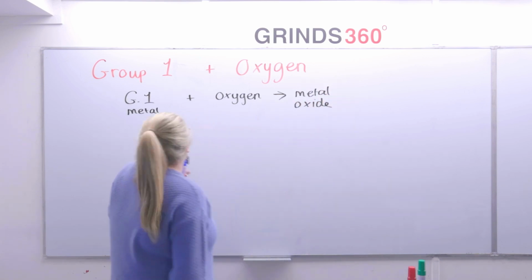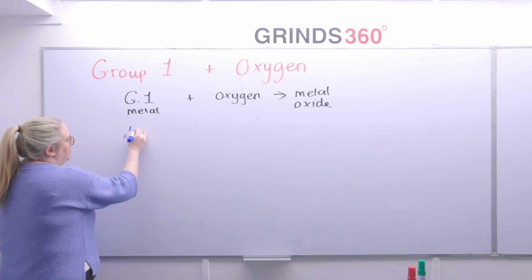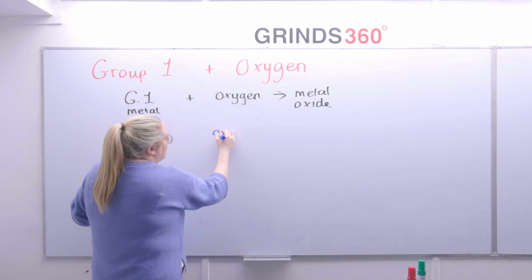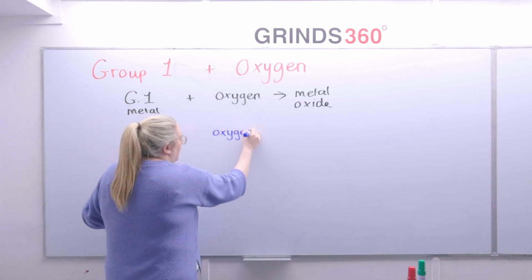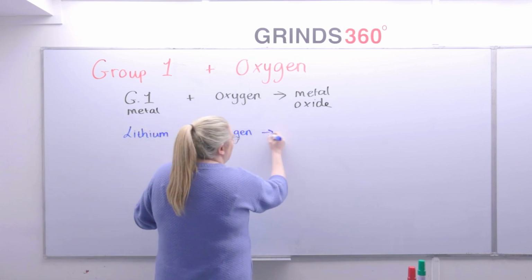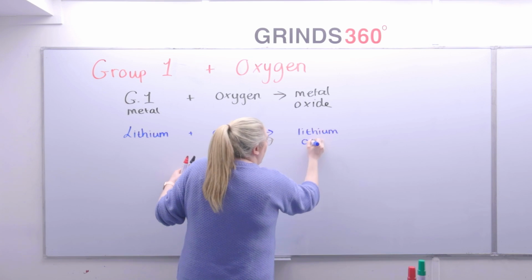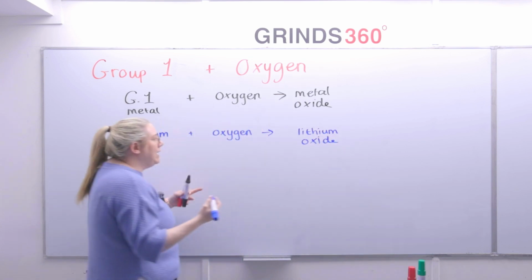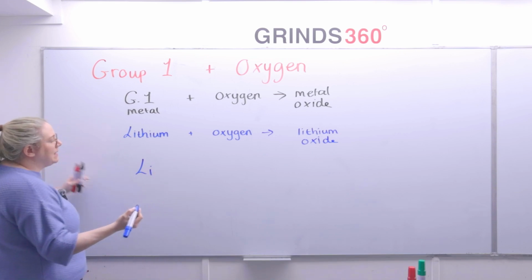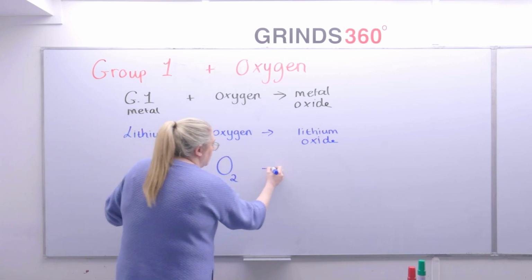Okay? Now, start off with one of the group 1 metals. We're going to go with lithium. So we're going to take lithium and react it with oxygen. Now, when those two react together, you form the metal oxide. So the metal is lithium, so it's lithium oxide. Now, to write this balanced equation, lithium is an element, and it's a metal, so it has the symbol Li. Oxygen, elemental oxygen, is O2.